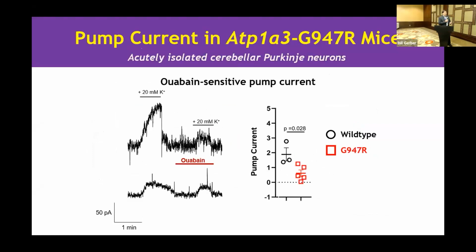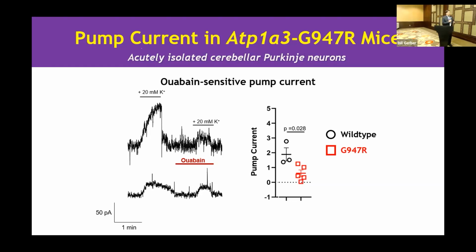Well, what else do these animals have? Well, first of all, we looked at pump current to make sure that the observations we made in tissue culture with human neurons were comparable. And so here is an experiment we did with neurons from the cerebellum, which are largely of the inhibitory neuron class. And we see, again, reduced pump current, substantially lower for the neurons we got from the mice with G947R versus their wild type or normal genetically littermates.